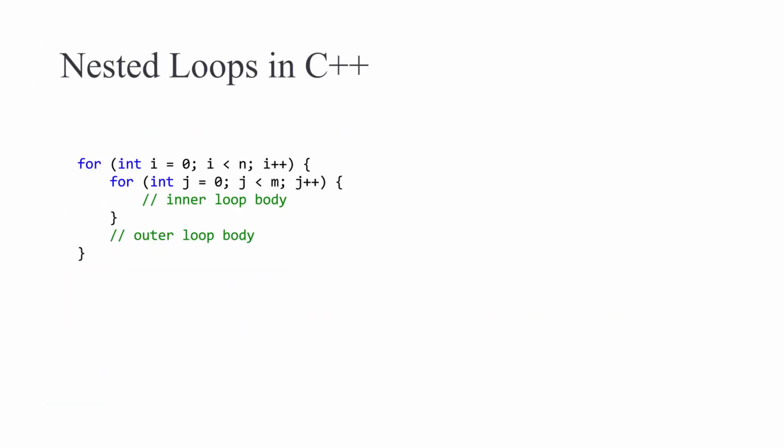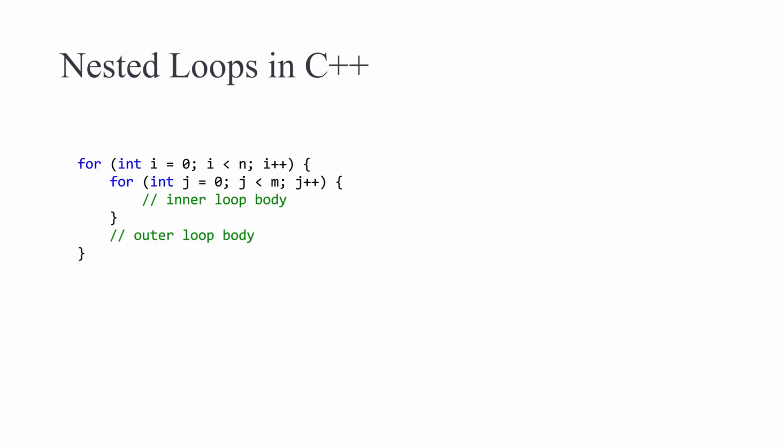A nested loop is a loop within another loop. The basic syntax for a nested loop is: there is an outer loop that runs from i equals 0 to i less than n, and an inner loop that runs from j equals 0 to j less than n for each iteration of the outer loop. The inner loop body executes for each value of j, and the outer loop body executes for each value of i.